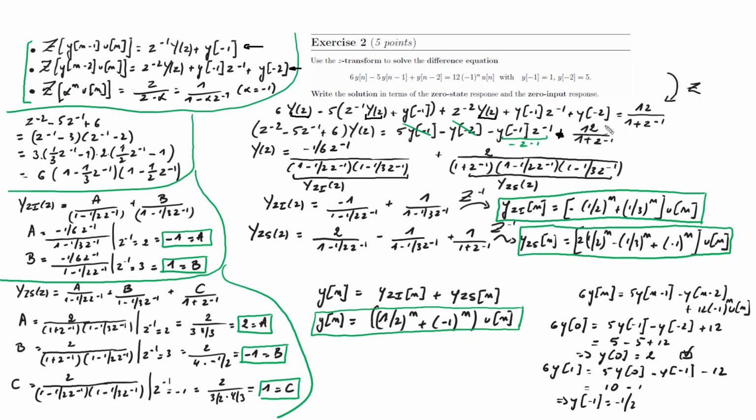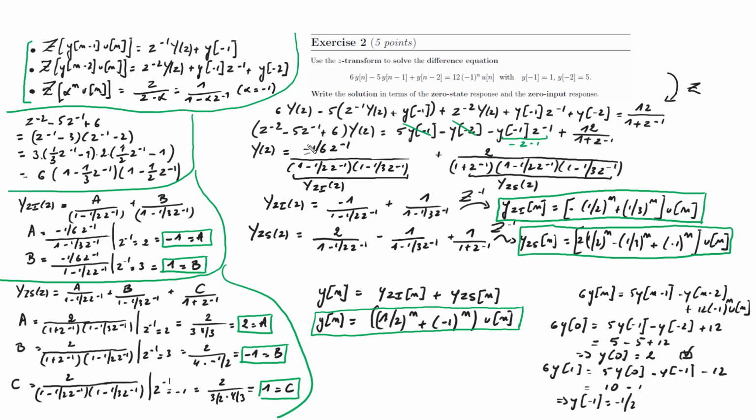We cannot put everything under the same denominator because we have to keep track of what comes from the initial conditions. That's this term here. And we have to keep track of what comes from the input. And this is this term over here.